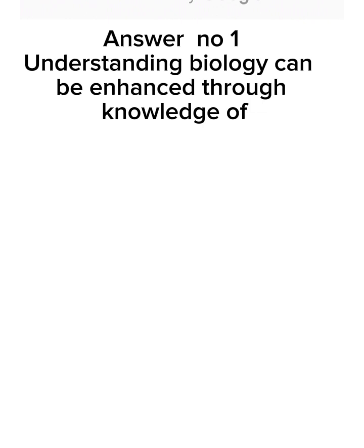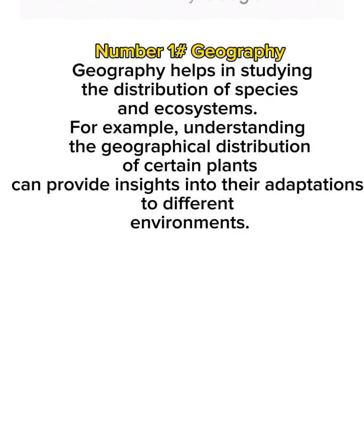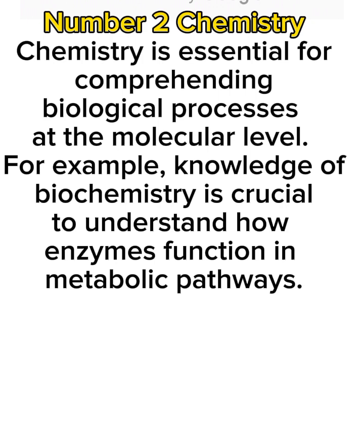Understanding biology can be enhanced through knowledge of number 1. Geography. Geography helps in studying the distribution of species and ecosystems. For example, understanding the geographical distribution of certain plants can provide insights into their adaptations to different environments. Number 2. Chemistry. Chemistry is essential for comprehending biological processes at the molecular level. For example, knowledge of biochemistry is crucial to understand how enzymes function in metabolic pathways.